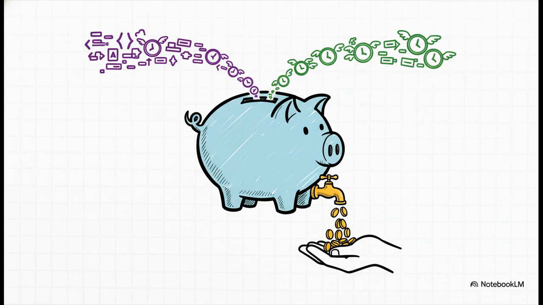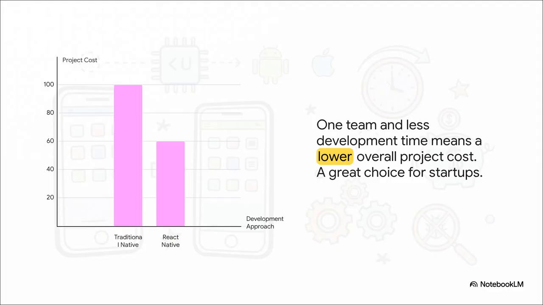All right, so when you combine one code base with super fast development, the result is pretty obvious, right? You get the third piece of our trifecta, a solution that is way more friendly to your wallet. And this chart just lays it out perfectly. You're not paying for 2 separate specialized teams.